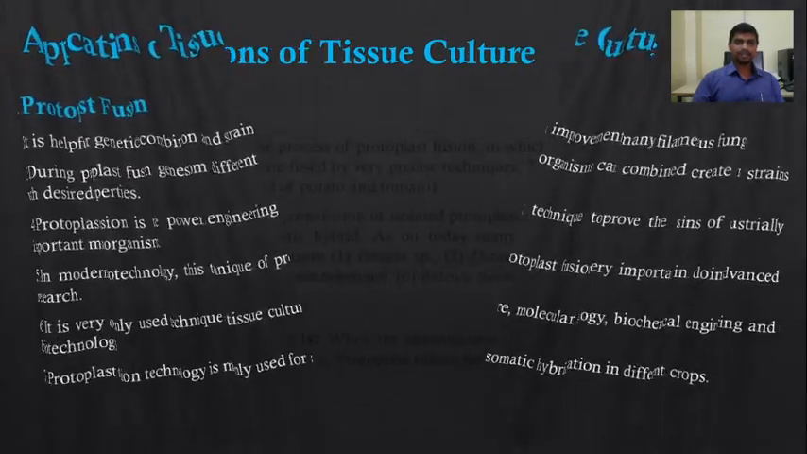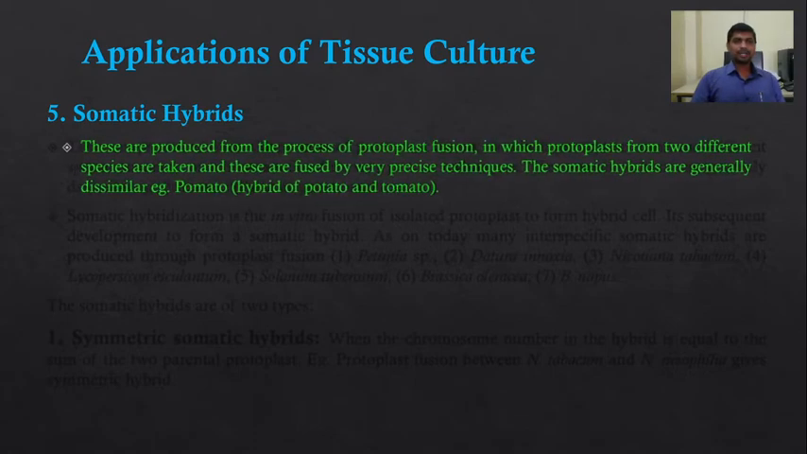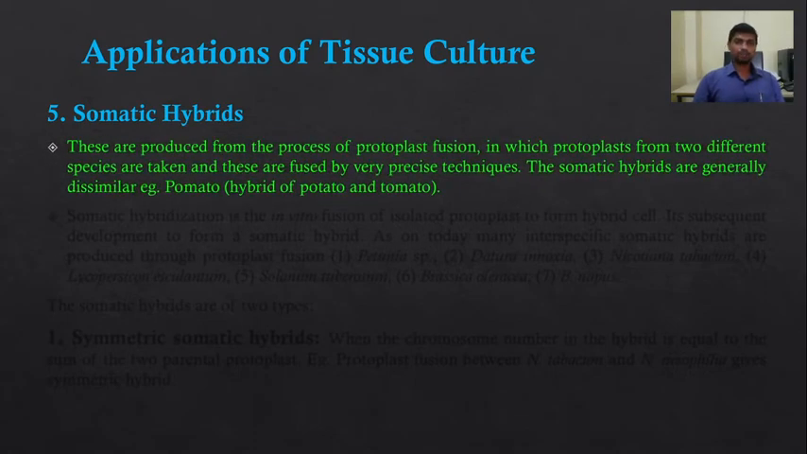Next application is somatic hybrids. These are produced from the process of protoplast fusion, in which protoplasts from two different species are taken and fused by very precise techniques. The techniques that we know are, for example, spontaneous fusion, induced fusion, chemofusion, electrofusion, mechanical fusion. By using any one of the techniques, the protoplasts from two different plant species are taken and fused, and the resultant hybrid obtained is called the somatic hybrid.